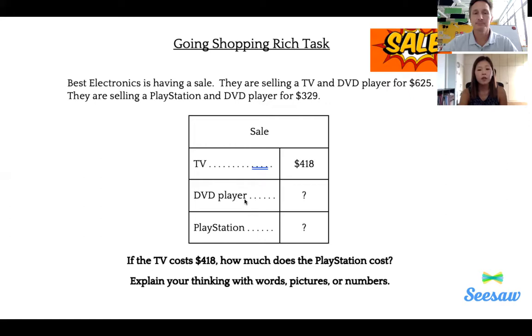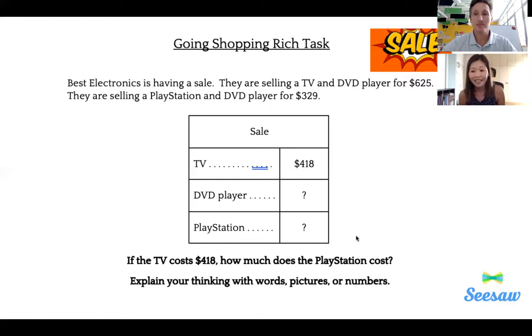They would like you to figure out how much the PlayStation costs. If you read the top, it has some information for you. If you buy a TV and DVD player, it will cost $625. If you buy a PlayStation and DVD player, it will cost $329. Use that information to figure out how much the PlayStation costs. That is your rich task problem for the day.